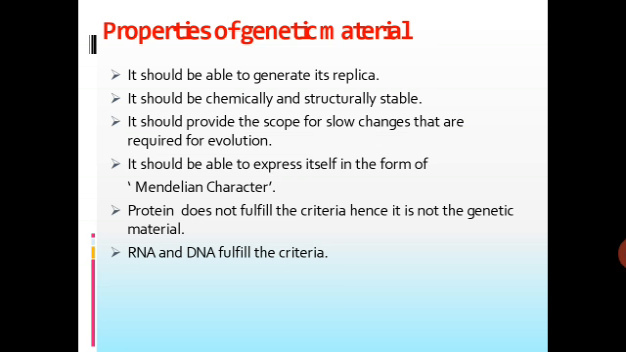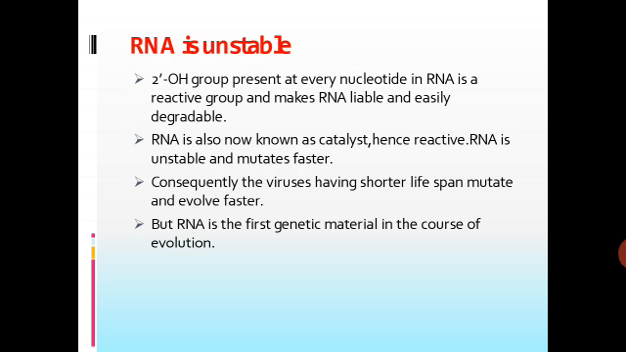So these are the properties of the genetic material. The genetic material should be able to produce its own replica. It should be chemically and structurally stable, should provide scope for slow changes which are required for evolution, and it should express itself in the form of Mendelian character.